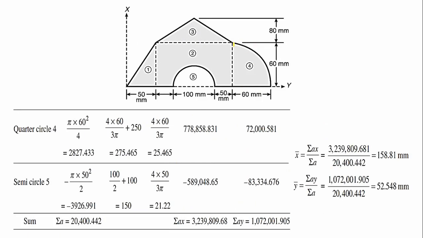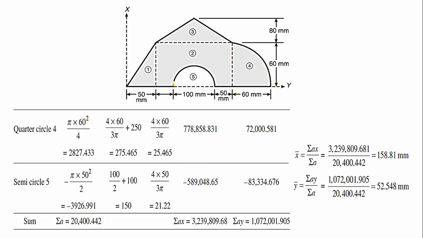This fourth, we will take this quarter circle. How do you calculate the area of the quarter circle? Pi r square divided by 4. R is how much? Radius you can see is 60 mm. Therefore, pi into 60 square by 4.